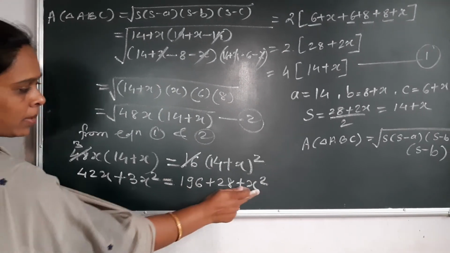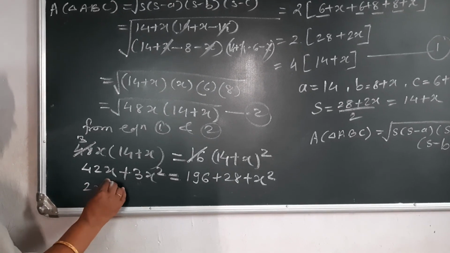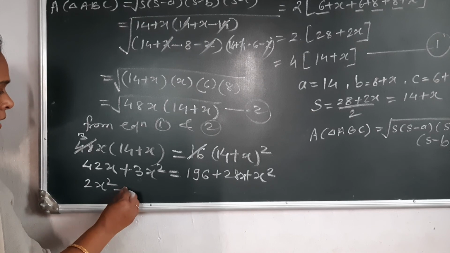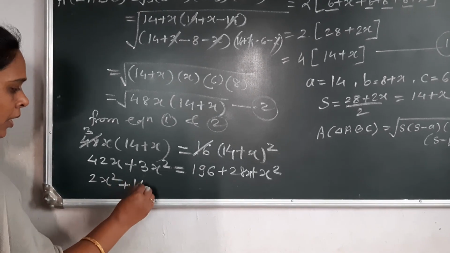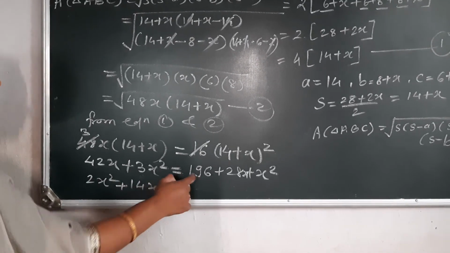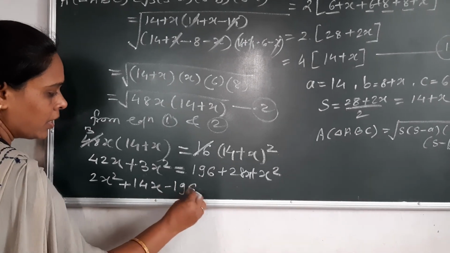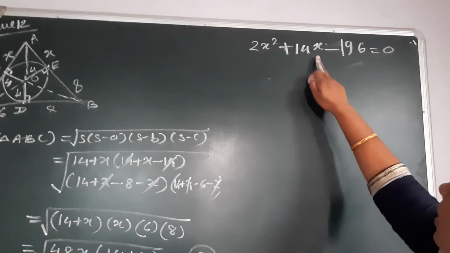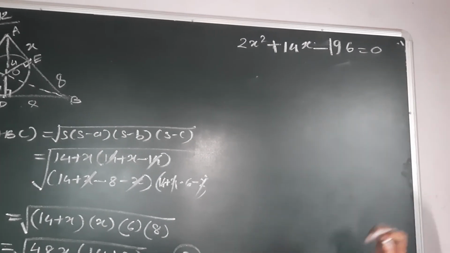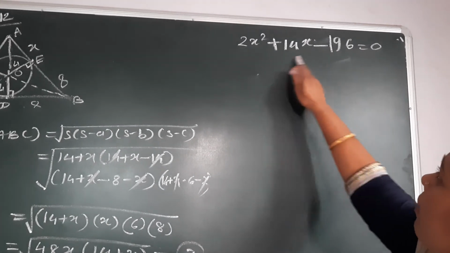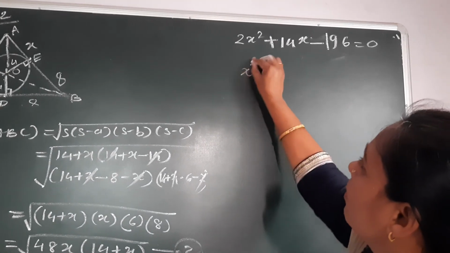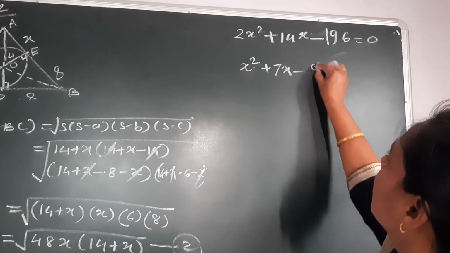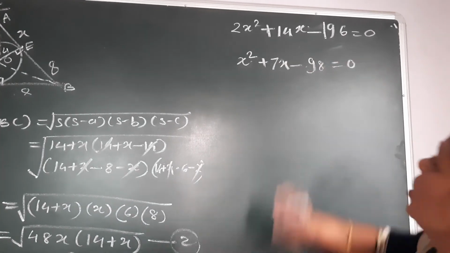Now 3x square minus x square, that value is 2x square. 48x minus 28x, that value is 14x, and this 196 becomes negative here, is equal to 0. Now 2x square plus 14x minus 196, it is a quadratic equation. You can divide by 2 to reduce it. Divide by 2, you will get x square plus 7x minus 98 is equal to 0.